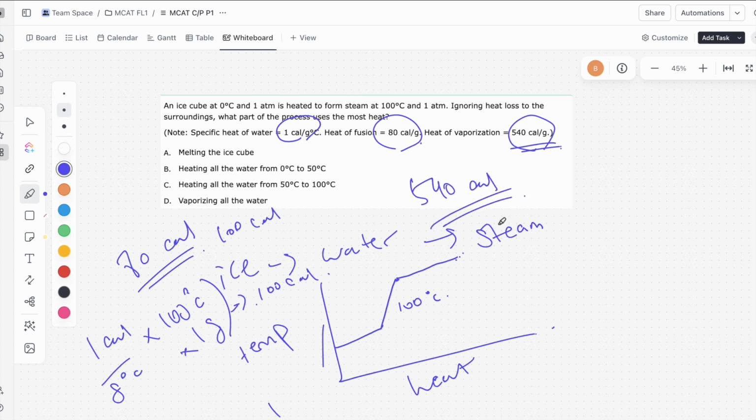What point of this process uses the most amount of heat? Well, that's going to be the one that requires 540 calories, and that's going to be D, when you're vaporizing all the water. So this is when you were melting the ice cube. This is when you were heating the water from 0 degrees Celsius to 100 degrees Celsius. And this is when there's no change in temperature, but you're making all the liquid water into steam.